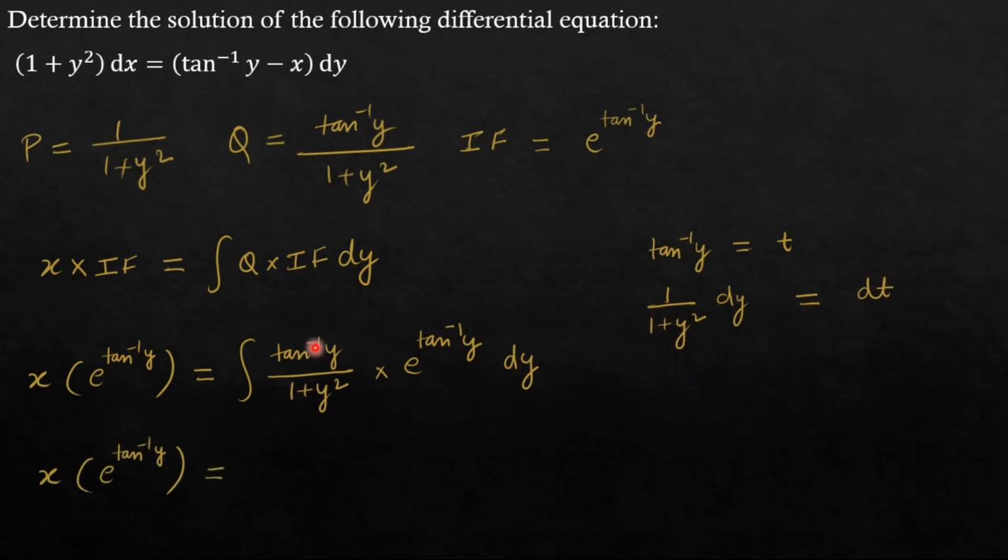So what I have done, in place of tan inverse y, I will put t. So t into e raised to the power t, and 1 upon 1 plus y square dy is equal to dt. So I have placed dt here. Now integration of this term is a bit simpler. Here we have to integrate the combination of two functions, that is t and e raised to the power t. Let us assume t as the first function and e raised to the power t as the second function.